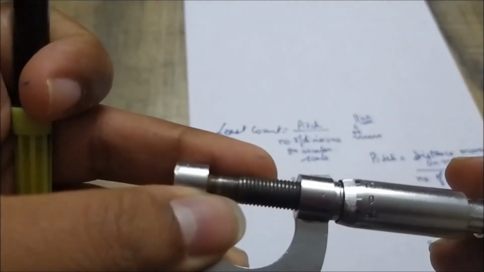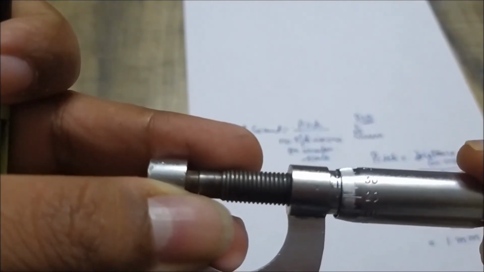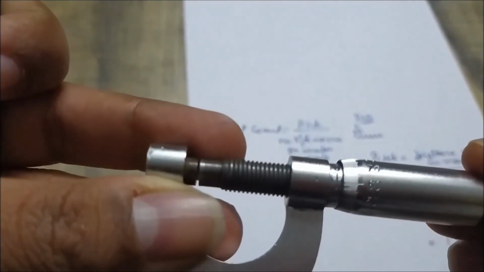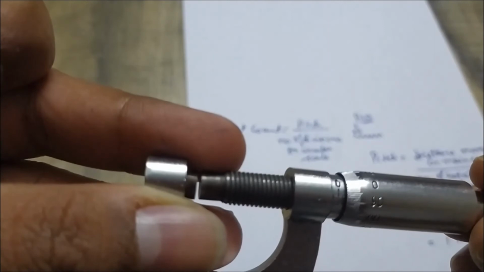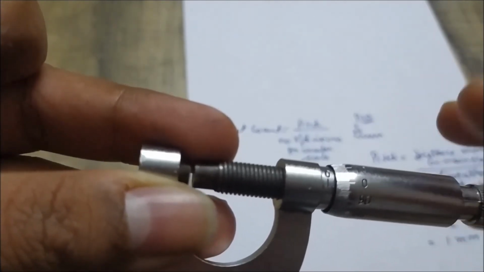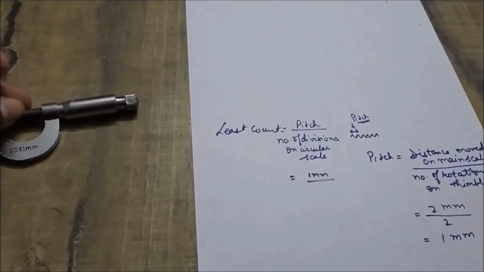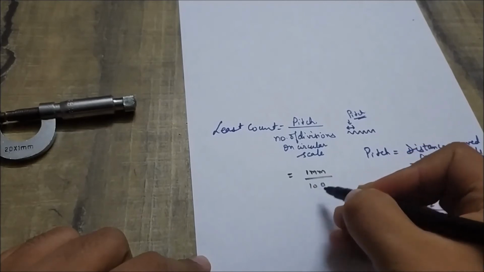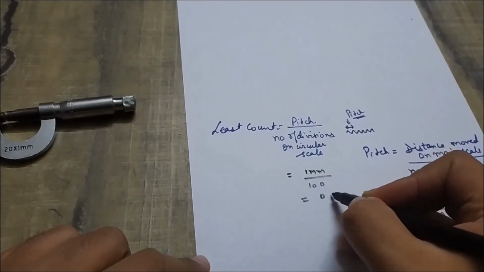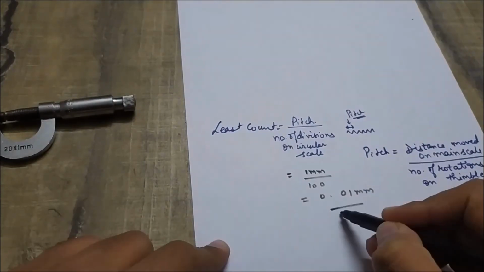Now you can clearly see that there are 10 divisions between 0 and 10, again 10 divisions between 10 and 20, and like this there are a total of 90 divisions between 0 and 90. Furthermore, from 90 to 0 there are again 10 divisions, which means in one rotation my scale has moved 100 divisions. So the number of divisions on the circular scale is 100, and your least count comes out to be 0.01 millimeters. So this is the least count of the screw gauge.